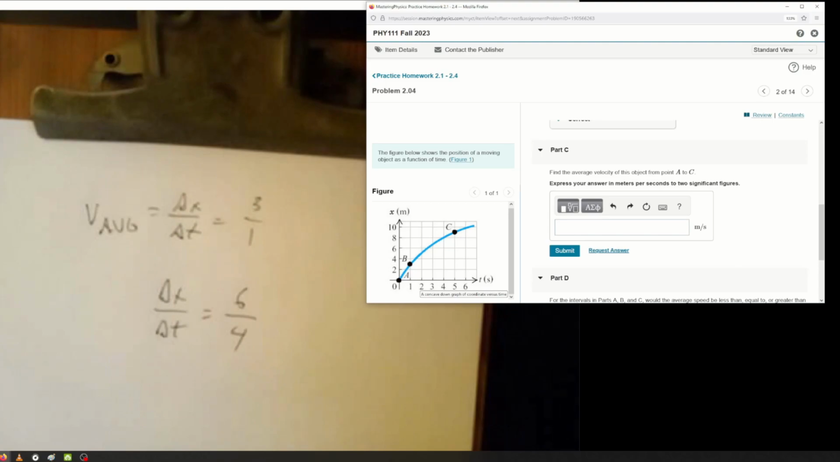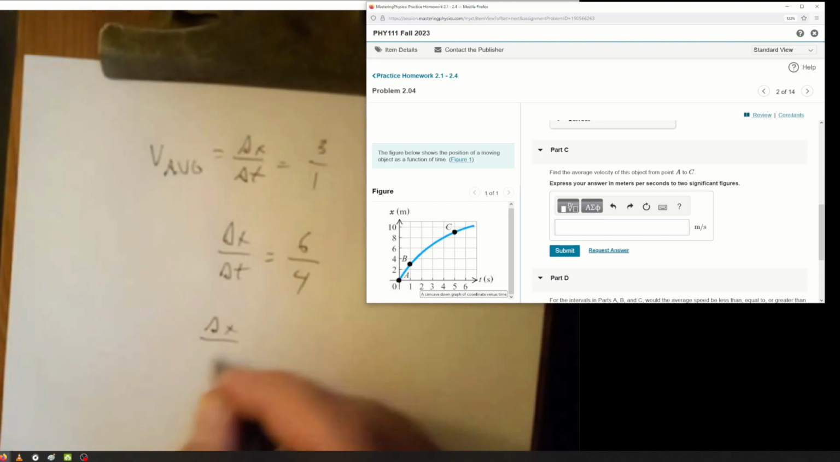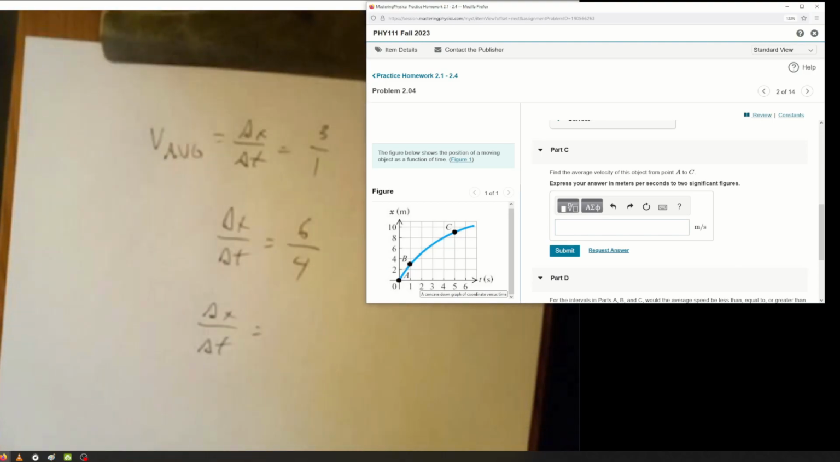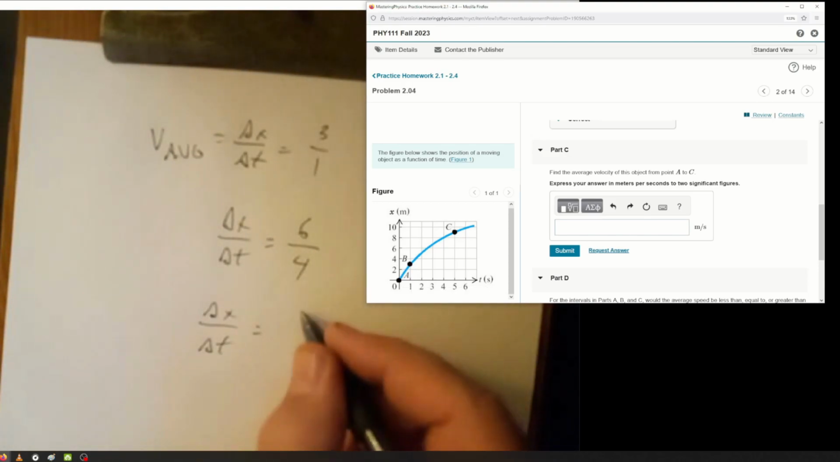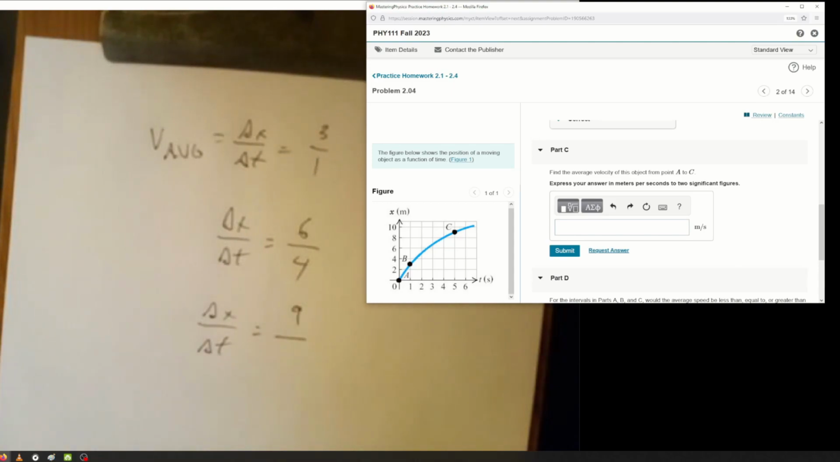All right? So from A to C, C looks about 9, so 0 to 9. And then the change in time is 0 to 5. And there is our average velocity.